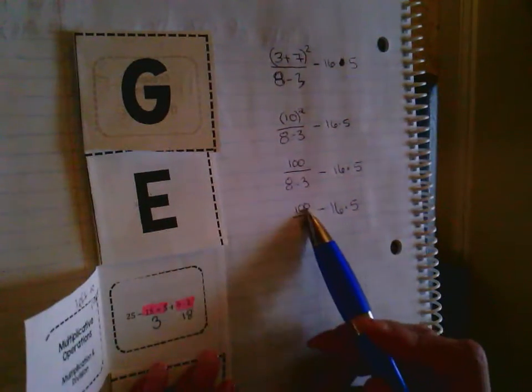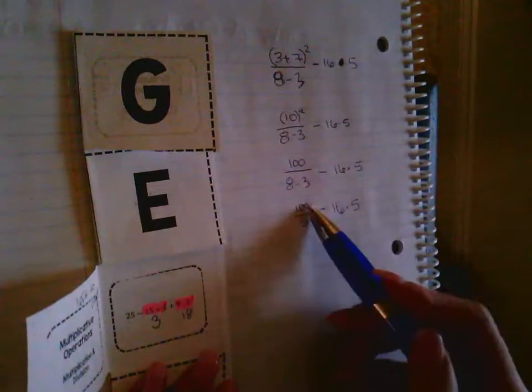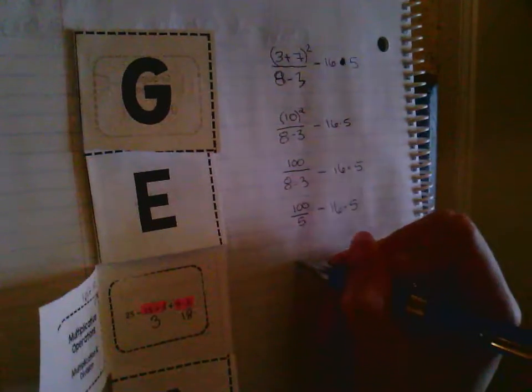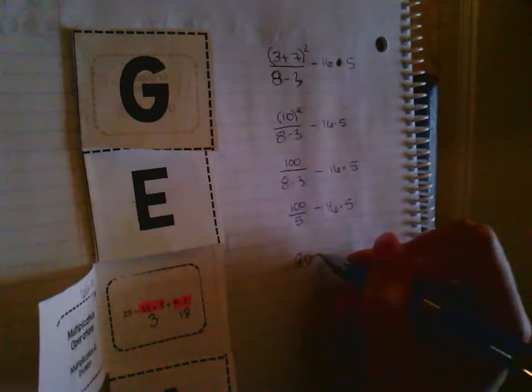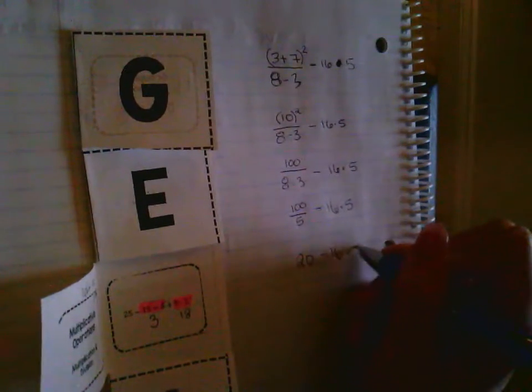So now our next step is multiplication or division. So do we have multiplication or division left in this problem? The answer is yes. This fraction bar indicates division. So we're doing 100 divided by 5. Type that into your calculator. And we get 20. So I have 20 minus 16 times 5.